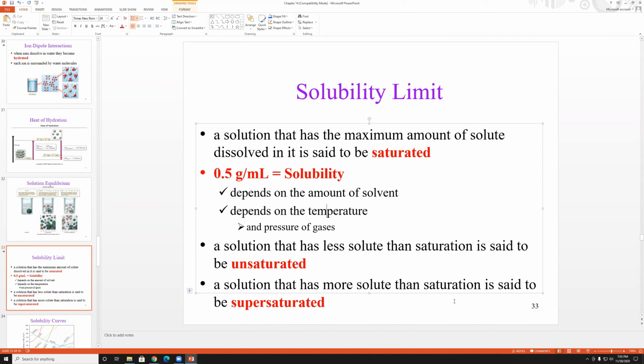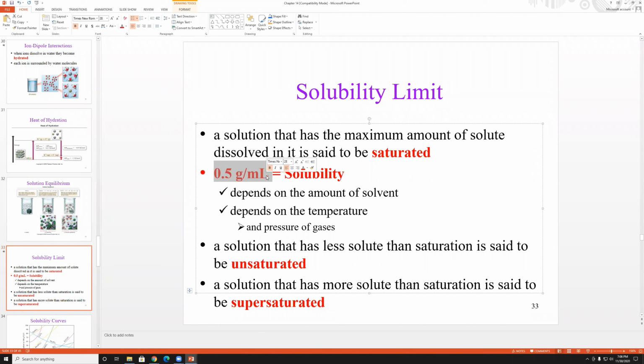Now, if you have a theoretical solution that has 0.25 grams per milliliter, it's unsaturated. A solution that has less solute than the saturation point is said to be unsaturated. Where you have more, we call it oversaturated or supersaturated, let's say 1 gram in 1 milliliter.